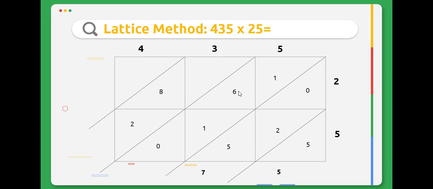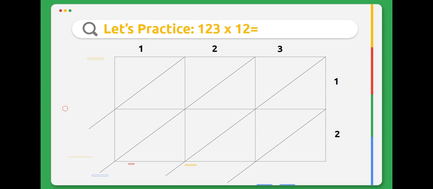Then we're going to go to the next diagonal section. So 1 plus 6 plus 1 plus 0 is 8. And we come up here, 8 plus 2 is 10. Can't put two numbers in it, so the ones place goes here, 10 goes there. So what is my answer? Well, if I go here, it's 10,875. Kind of tricky. All right, let's practice another one.